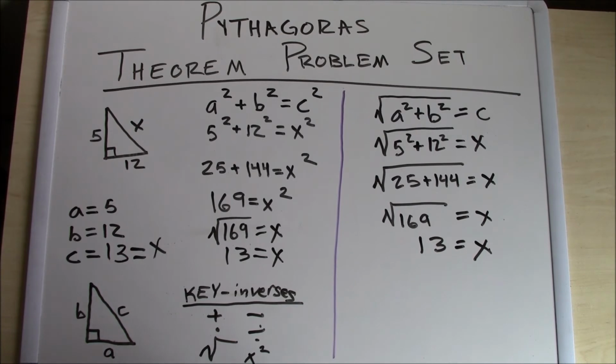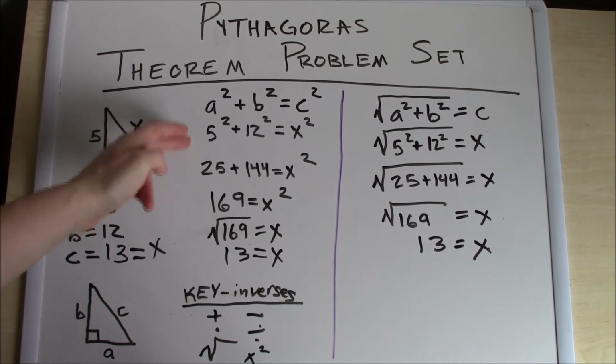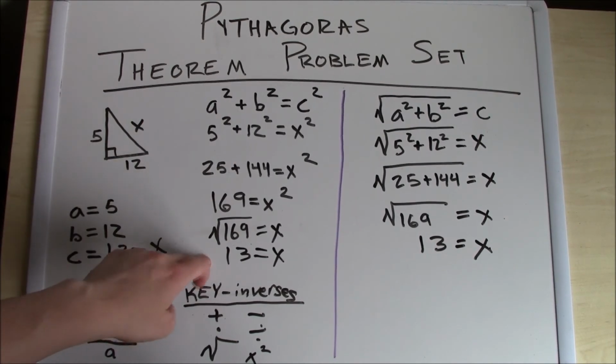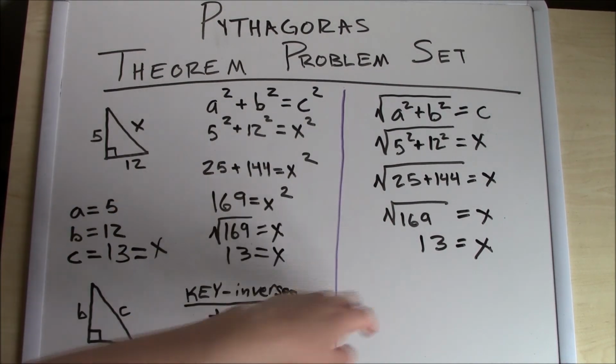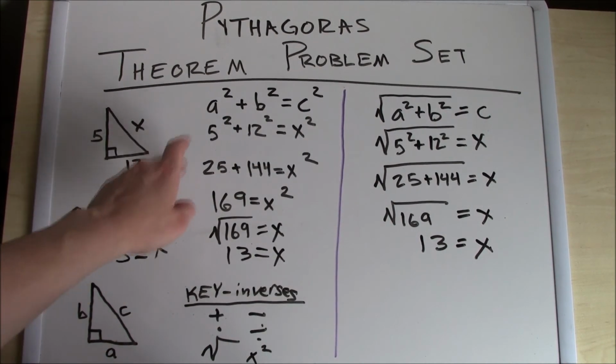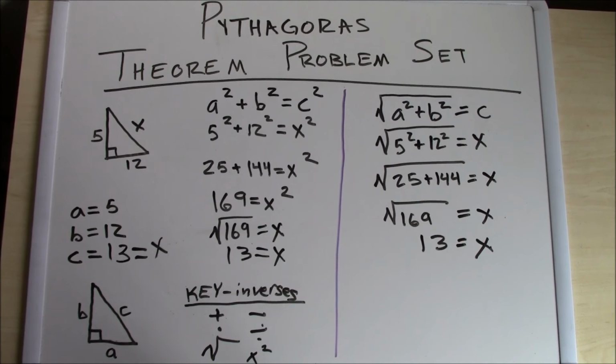Here you used 1, 2, 3, 4, 5 steps. Here you used 4. This one is pretty universal. This one gets a little bit more complicated, so be aware of that. But that is how you solve the Pythagoras theorem for this problem.